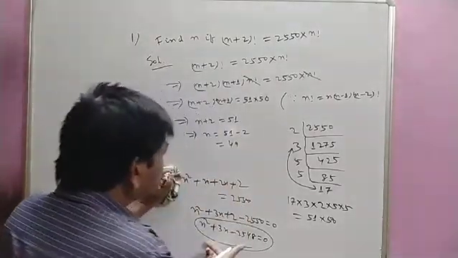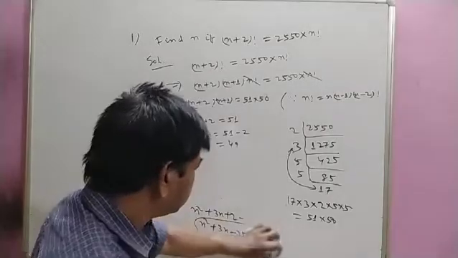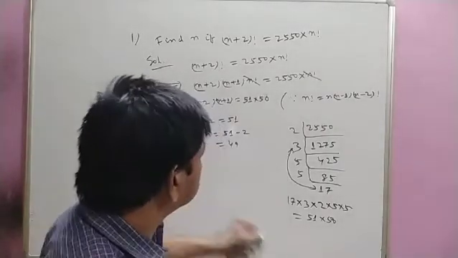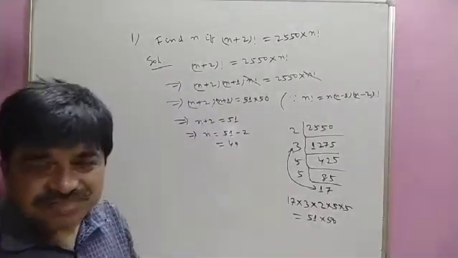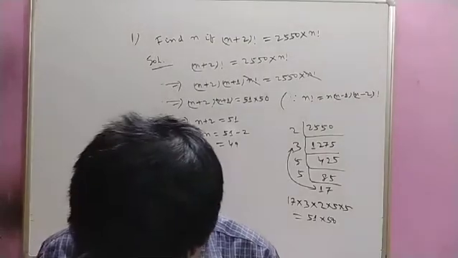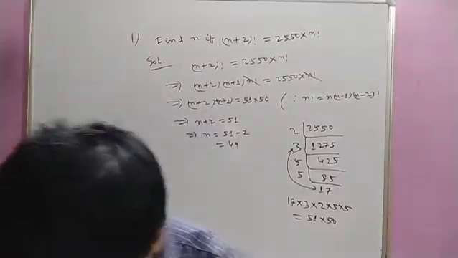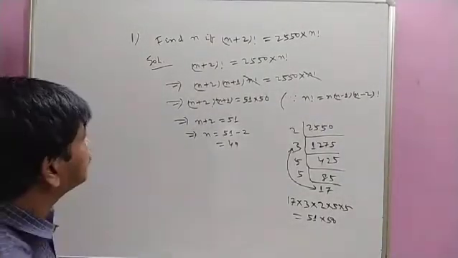So here you can check the answer, you will get that n will become 49. Okay, so this is question number 1.